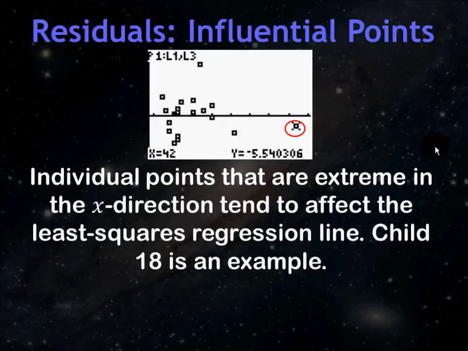This is the child that didn't start speaking until 42 months, almost twice the age of any other child. Unsurprisingly, his score was the lowest of all 21 kids. Now, this point tends to really affect the least squares regression line. Now, if you go to example 3.14 on the second half of the page, you're going to see why.